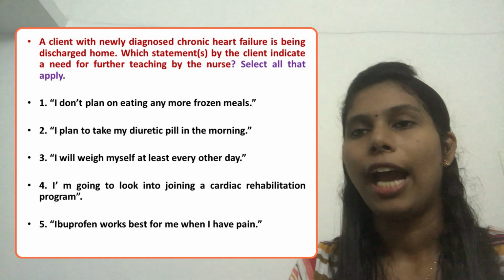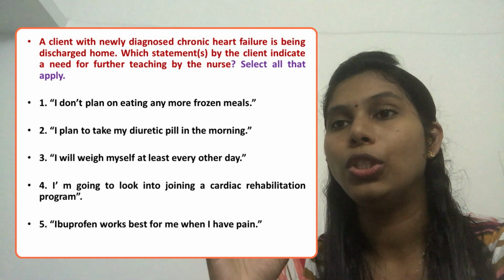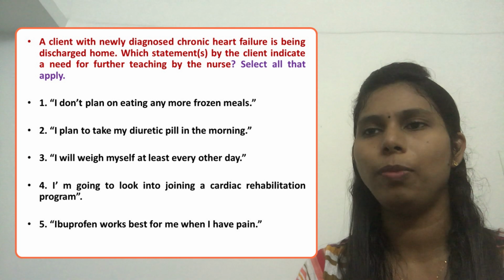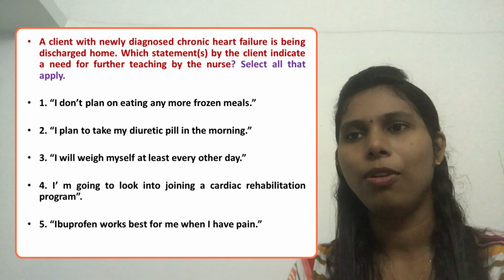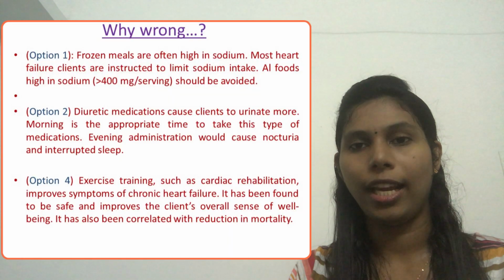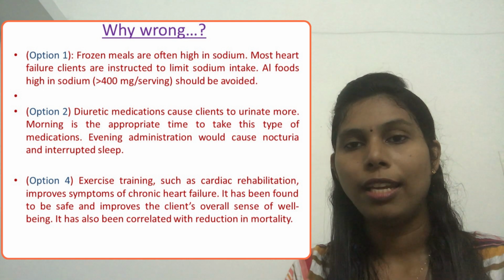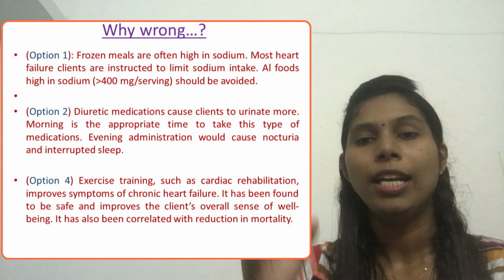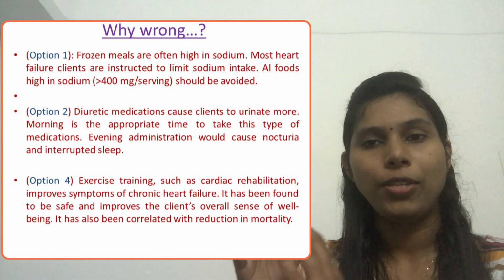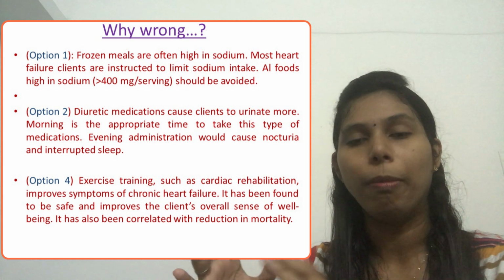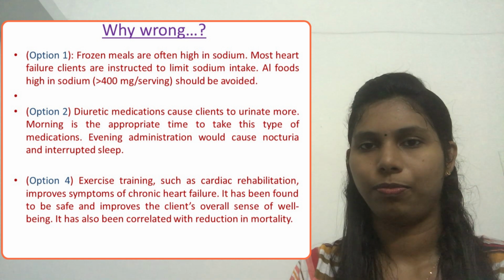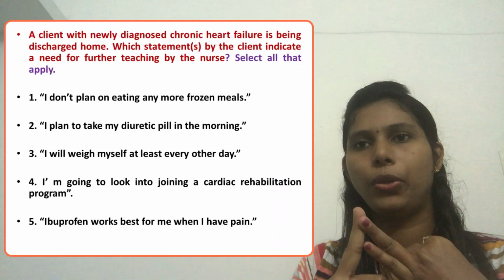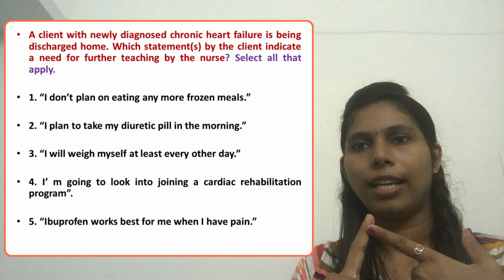Now we will see another option. I am going to look into joining a cardiac rehabilitation program. What could we say? Okay, that is a correct statement. Is that right? Because we said that some of the risk factors, they have to change their lifestyle, they have to involve some exercise, they have to maintain a proper diet. So if the client has an idea of joining a cardiac rehabilitation program, that will definitely help combined with the medications, and that will definitely help to maintain his quality of life. So that is also a correct statement. So we eliminate option 1, option 2 and option 4. We got only the answer as option 3.